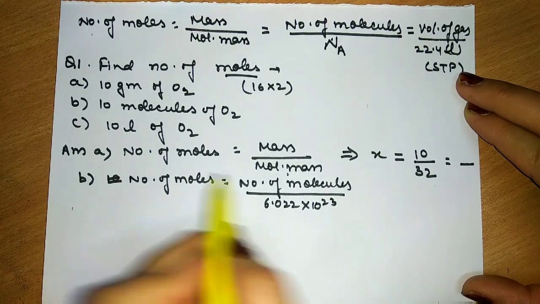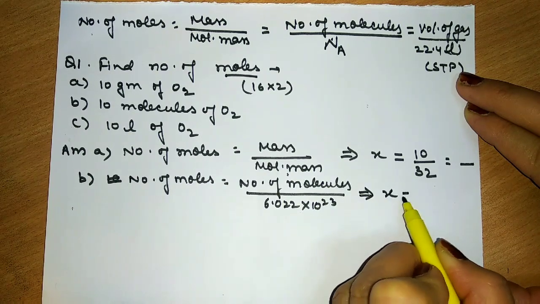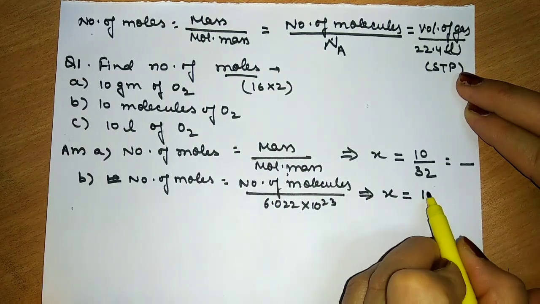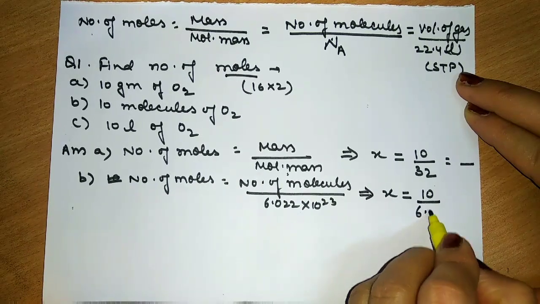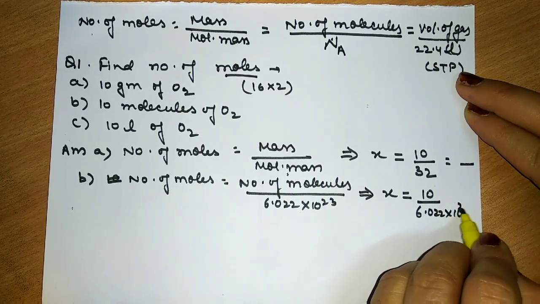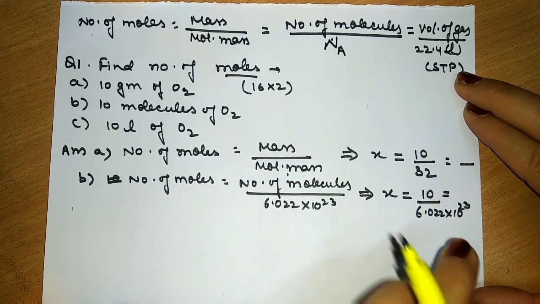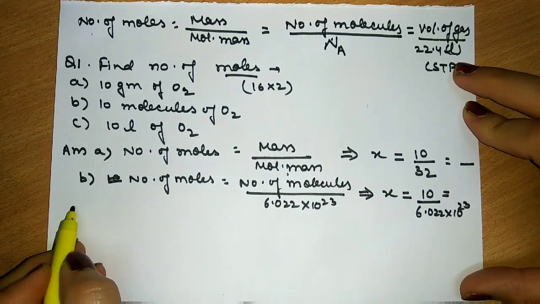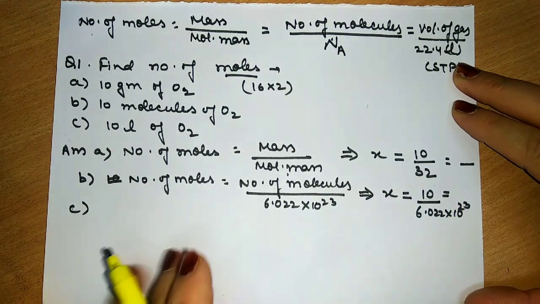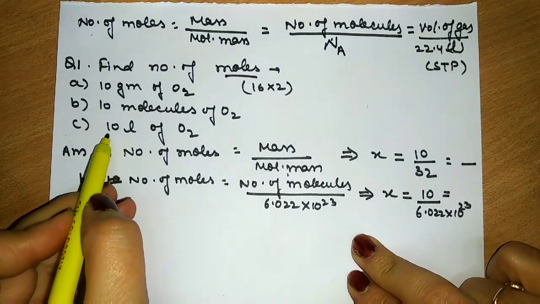So what am I supposed to write? Take this as X is equal to number of molecules 10 divided by 6.022 into 10 to the power 23. Since it's a quick revision, I'm not going to solve it. Please don't leave such answers in the exam directly. Solve till the end.